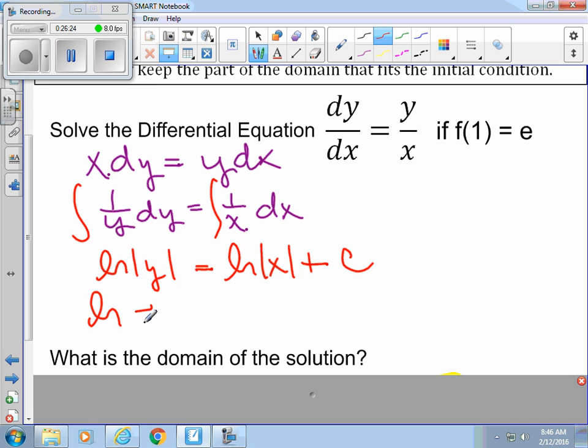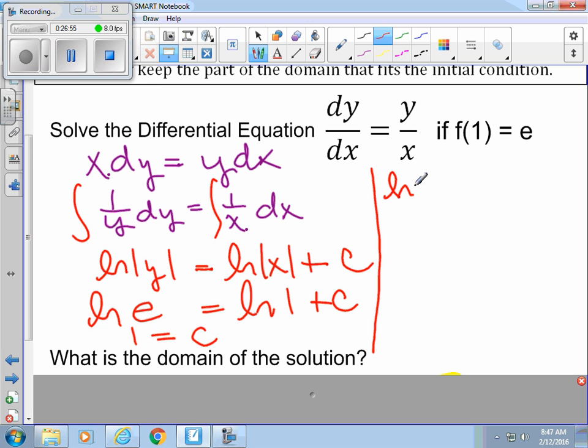Natural log of e equals natural log of 1. I did not just ignore the absolute values. Make sure if you don't write them, that you don't write them for a reason. But I didn't write them for a reason, correct? Because the natural log of e, e's positive. I don't need absolute values. What is the natural log of e? It's natural log of 1. So C is 1. So I have natural log of the absolute value of y equals the natural log of the absolute value of x plus 1.